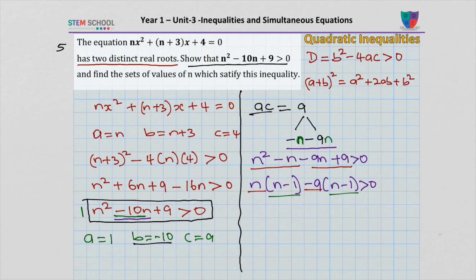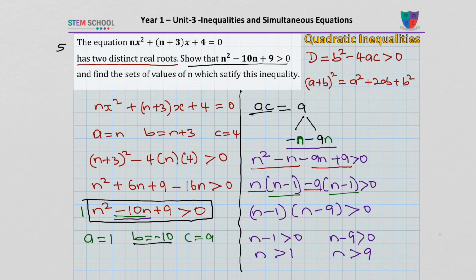So what I need to write down now is (n minus 1) is a factor, and (n minus 9), which is greater than 0. And that means n minus 1 is greater than 0, so n is greater than 1. Also, n minus 9 is greater than 0, so n is greater than 9. So the roots that I'm going to use are n equals 1 and n equals 9. So now I need to sketch this curve so that I can find the sets of values that satisfy the inequality.